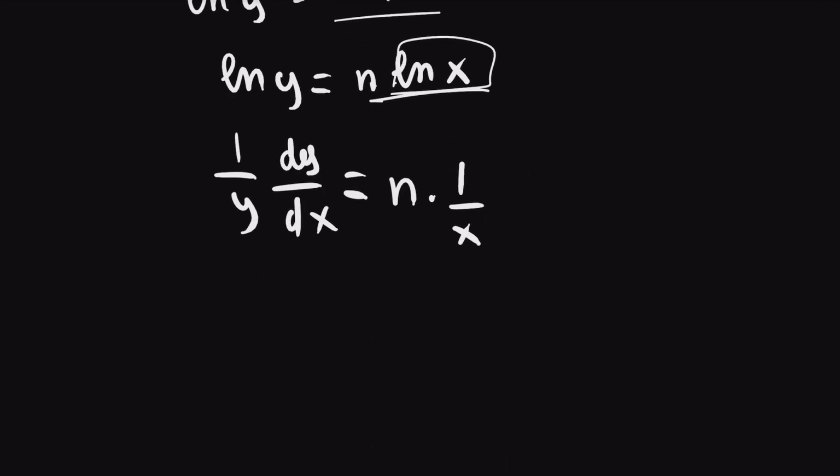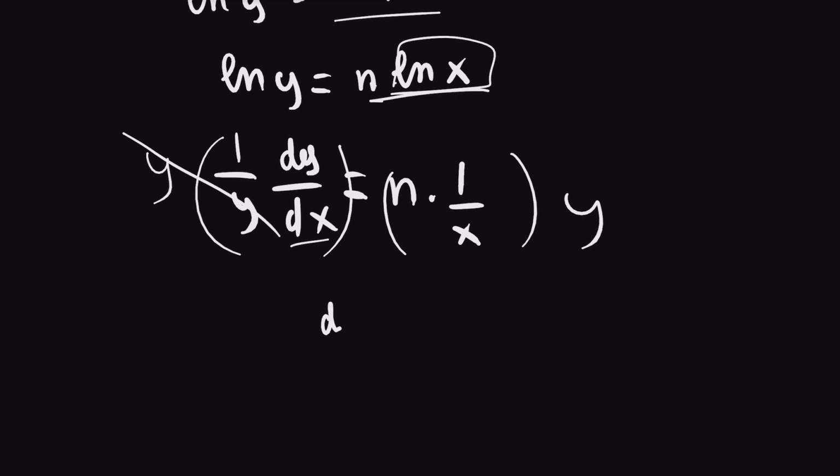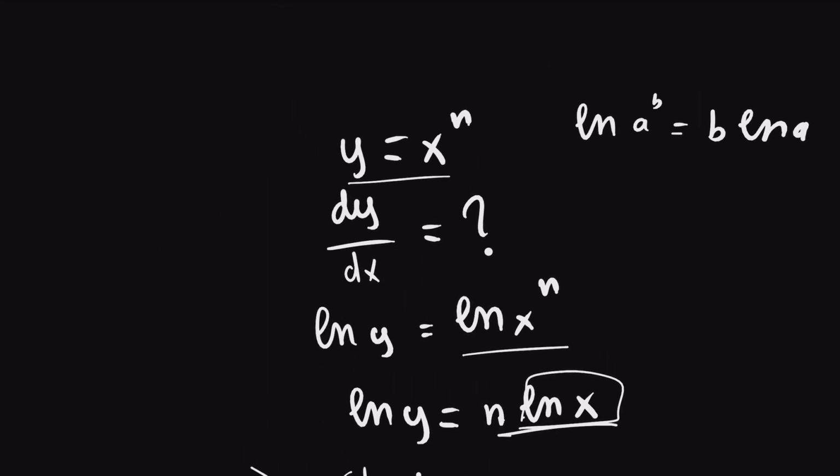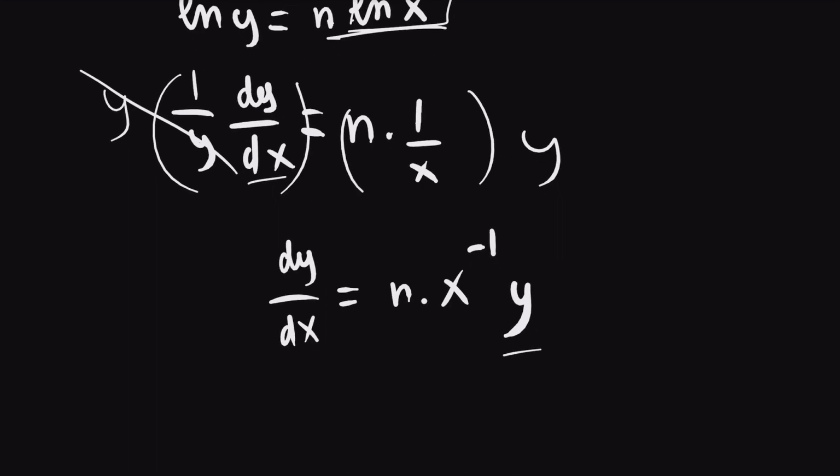Now since we're solving for dy dx, let's go ahead and multiply both sides by y. On the left hand side it cancels out, and we have dy dx is equal to n times 1 over x, which is just x to the negative 1, so I'm going to write it as such, times y. Now what is y? If we go back to the top, we have defined y to equal x to the n, so we're just going to substitute y for x to the n. So we write it as x to the n.